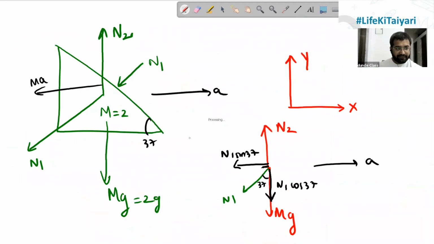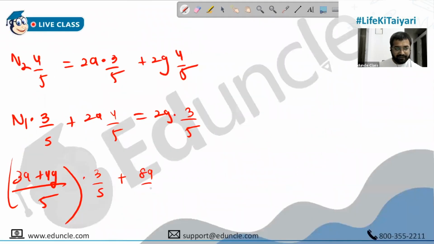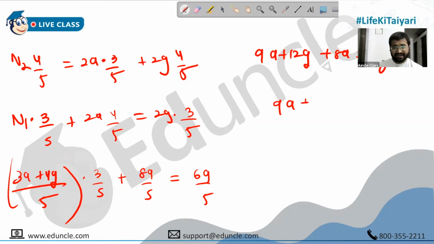3a plus 4g by 5. This is 3 by 5 times (3a plus 4g by 5) plus 8a by 5. This is 6g by 5. So multiply all of them by 5 and you get rid of 5. So we open the brackets: 9a plus 12g, plus 8a, plus 6g. Everything is in plus. 9a plus 8a, which is, okay, we are getting negative now.